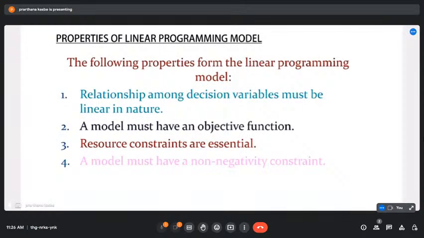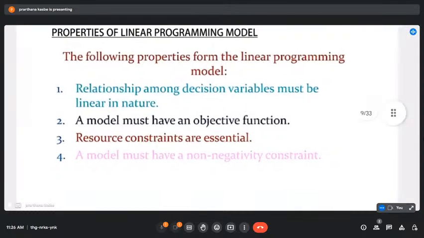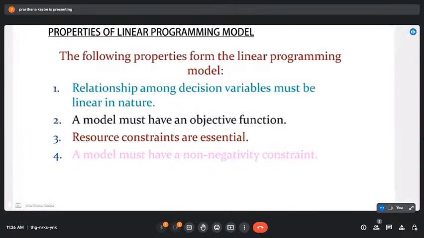What are the properties of the linear programming model? The following are the properties. First, the relationship among the decision variables must be linear in nature. What is meant by linear in nature? That means the proportion of the variables remains the same, whether they are increasing or decreasing. The model must have the objective function.